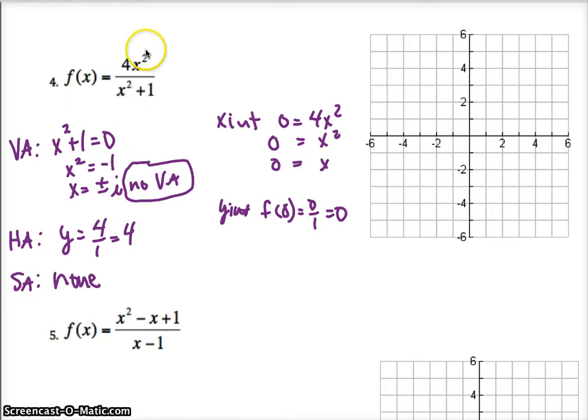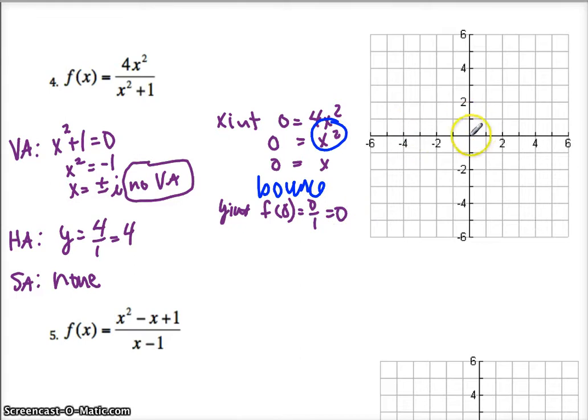The horizontal asymptote is y equals 4 because our degrees were the same. There is no slant asymptote. For our x-intercepts, when we substitute 0 in the place of y, multiply both sides by x squared minus 1. This is our new equation. And when we solve for x, we have x equals 0. But remember, because x was squared, that tells us that 0 has a multiplicity of 2, therefore it will bounce. And then our y-intercept, 0 divided by 1 is 0.